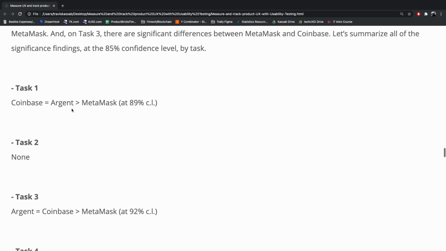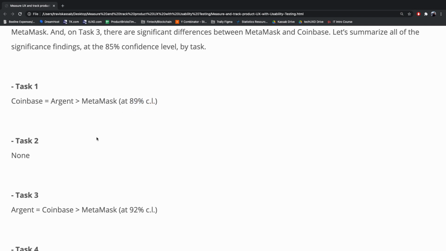On task 3, there's a difference between MetaMask and Coinbase. And that is all. Okay, so let's summarize what we have so far. For task 1, Coinbase equals Argent, and both of these are greater than MetaMask at the 89% confidence level.